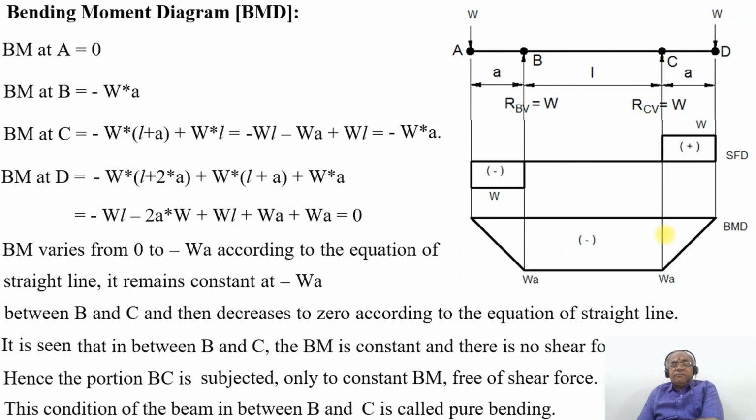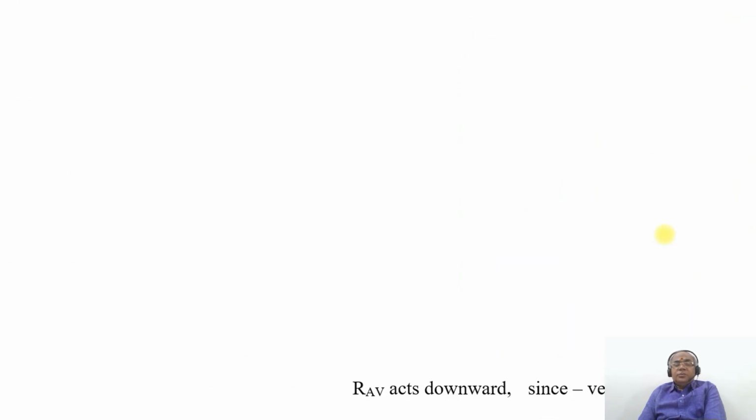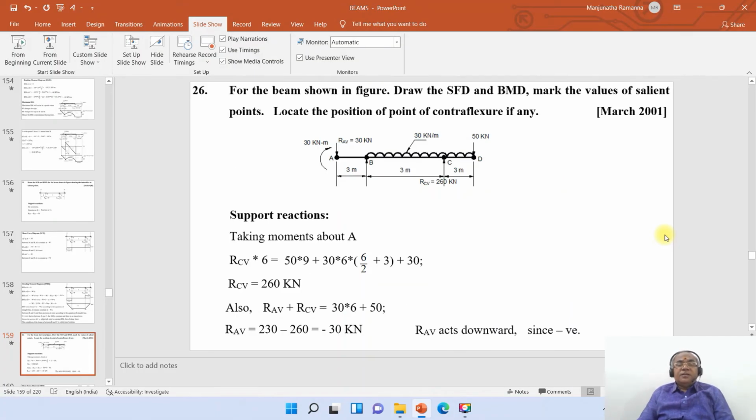This condition of B and C is called pure bending. When you have pure bending, you have only the constant bending moment, and the shear force is absent. This condition of the beam between B and C is called pure bending. So this is how you will be able to analyze and solve this particular problem.